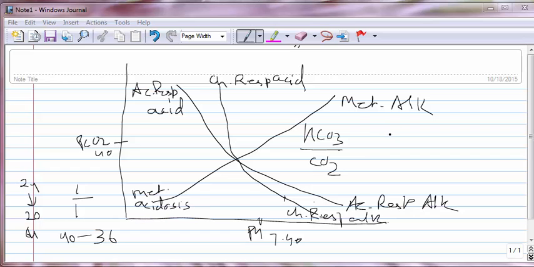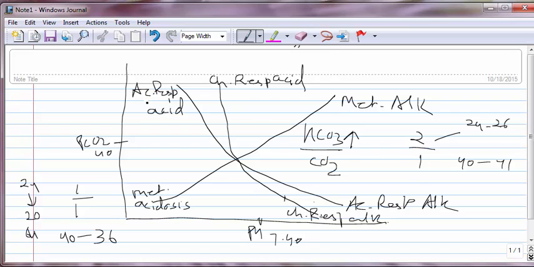Now coming to metabolic alkalosis, bicarb goes up. For every 2 units increase in bicarb, PCO2 should go up by 1 unit. So if bicarb has gone up from 24 to 26, that's a 2 unit increase, and the PCO2 should go from 40 to 41. That's how we will calculate the compensation part of it.